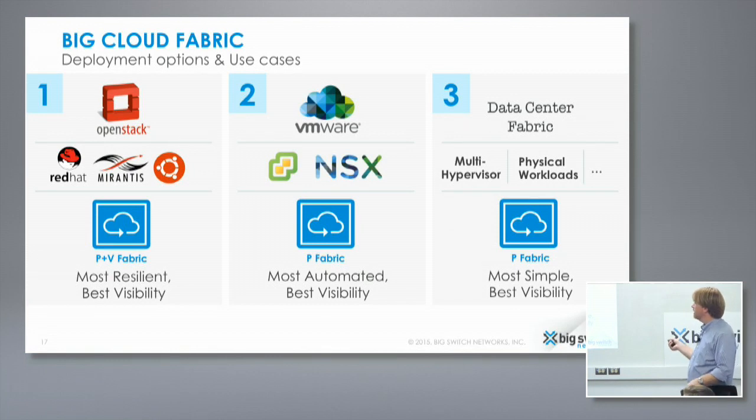And a completely different use case is there are people in the world who don't use VMs. I know that the popular press might forget about this, but there's lots of big data workloads, there's lots of legacy database workloads. And so just having a physical network is pretty useful sometimes. So these are kind of the three high-level use cases for how we use Big Cloud Fabric.